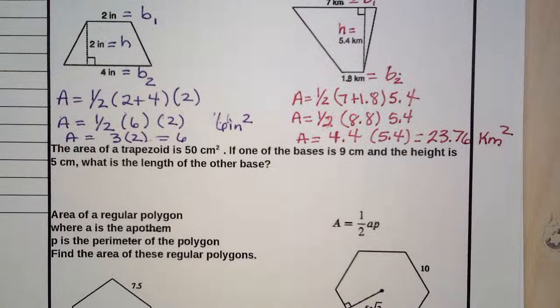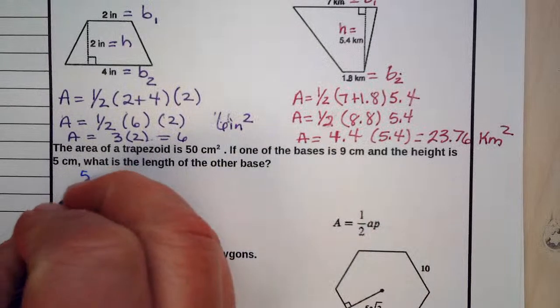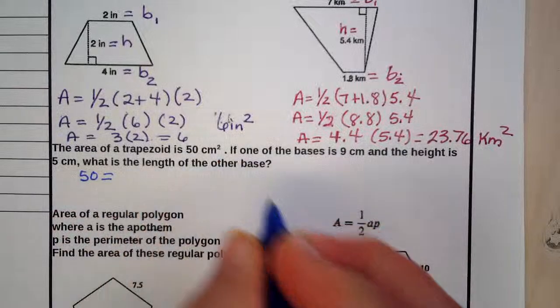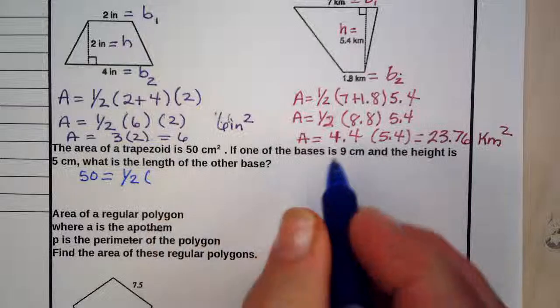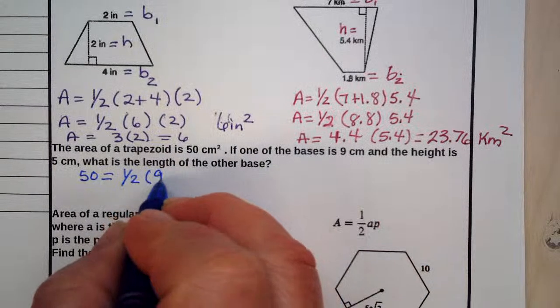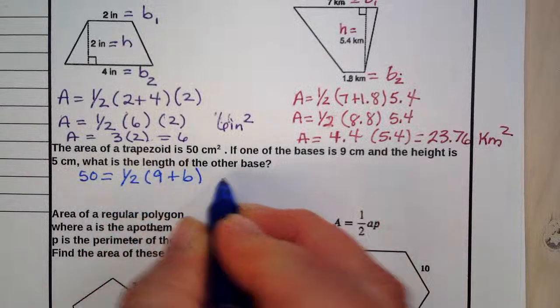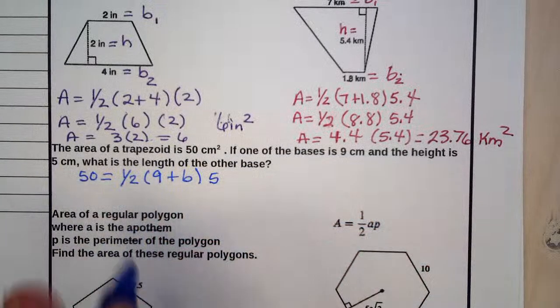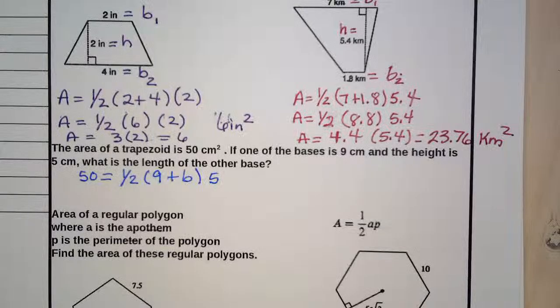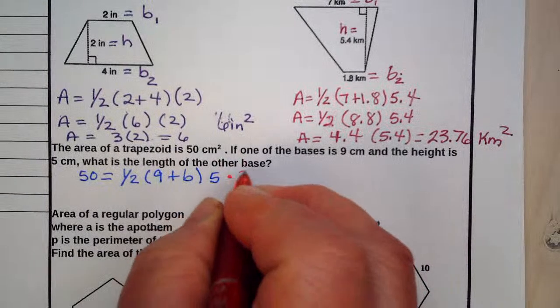Now, if we know the area and we know one base and the height, how in the world do we find that other base? Well, let's set it up. 50 is equal to, this time instead of multiplying, well, I can do 1/2 of base 1, which is 9, plus base 2 times 5. To get rid of my 1/2, what do I multiply by? I'll multiply by 2.